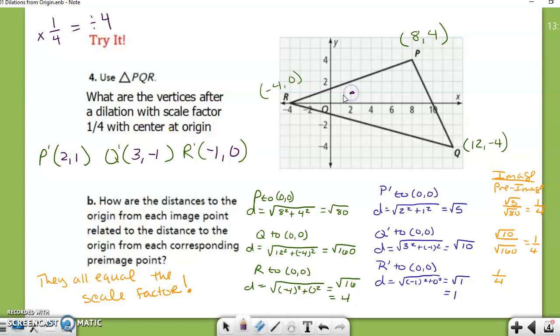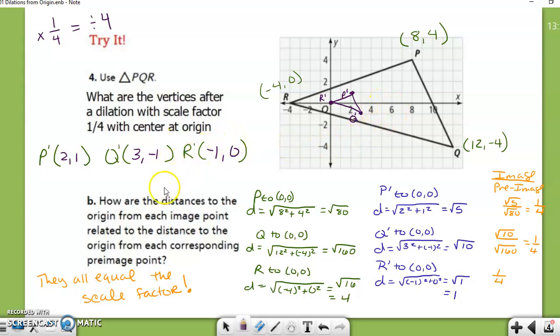2, 1, that should be P prime. 3, -1, that's going to be your Q prime. And R prime is at -1, 0. It is indeed a reduction. This is 1/4 the size of this.